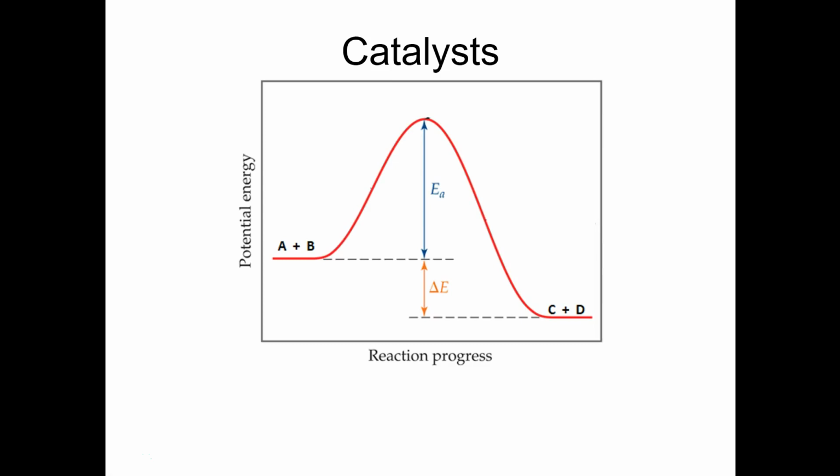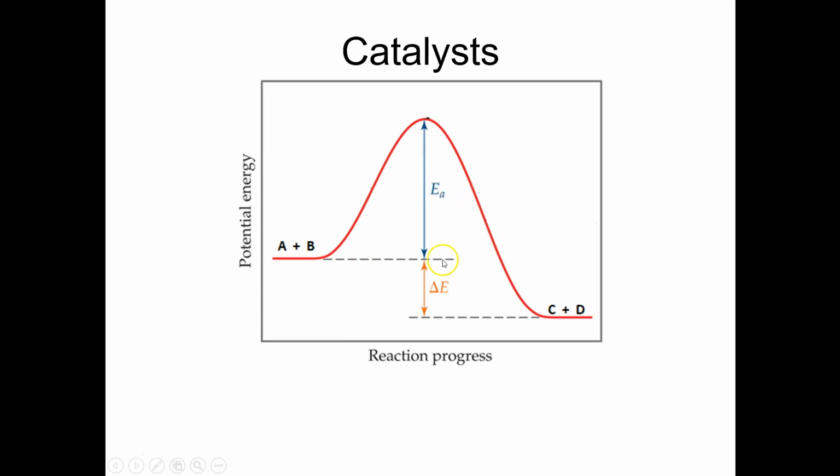One last thing we want to say something about is catalysts. Let's just remind ourselves, the question is, what does a catalyst do to a system at equilibrium? Well, let's remember what a catalyst does when it comes to a reaction energy diagram. A catalyst lowers the energy of the transition state. Therefore, a catalyst lowers the activation energy barrier.